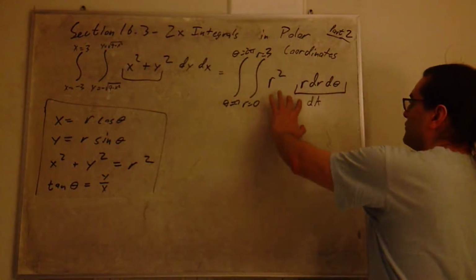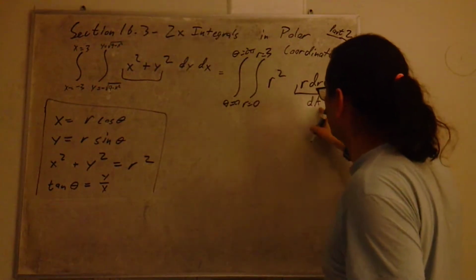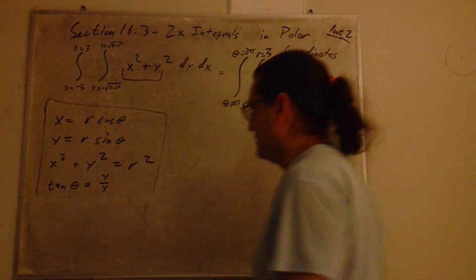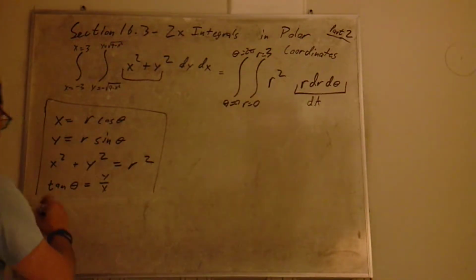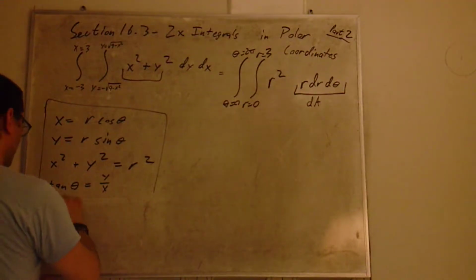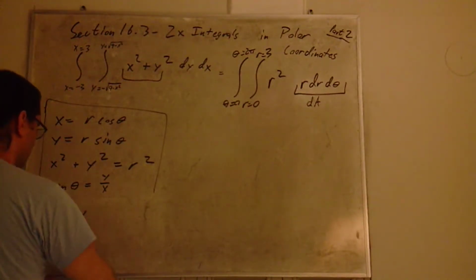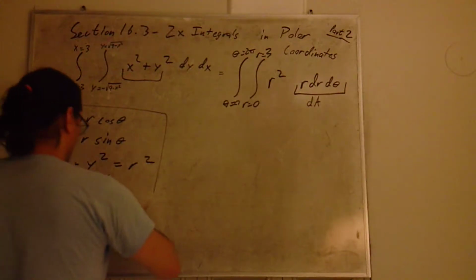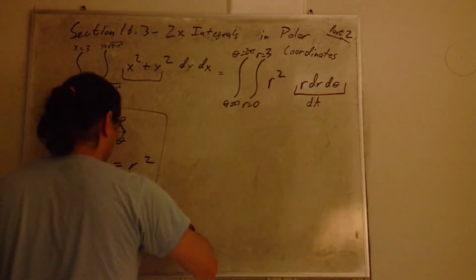So we ended off with a discussion of pirate integrals. dA is r dr d theta. So I'm going to add that here to our list of really important formulas to remember. Instead of dx dy, we're using r dr d theta.